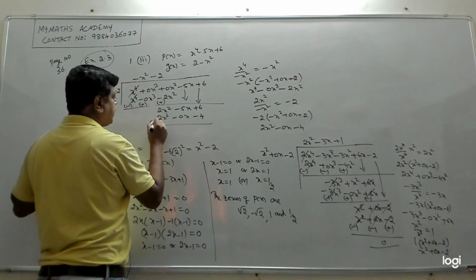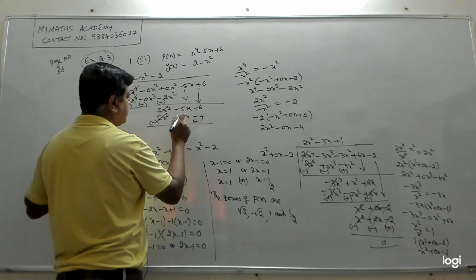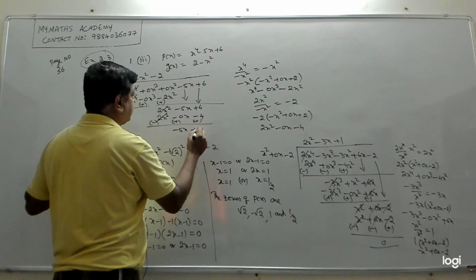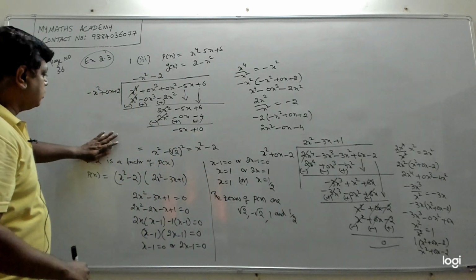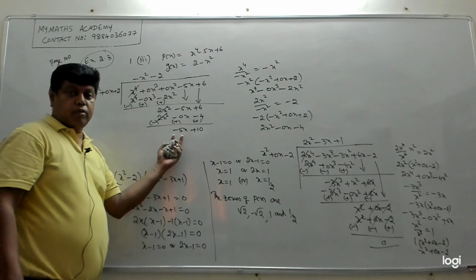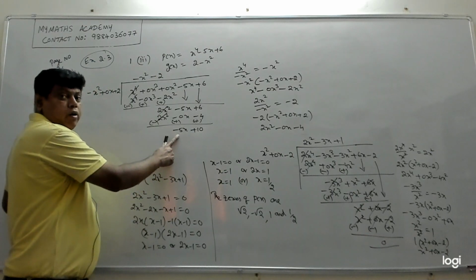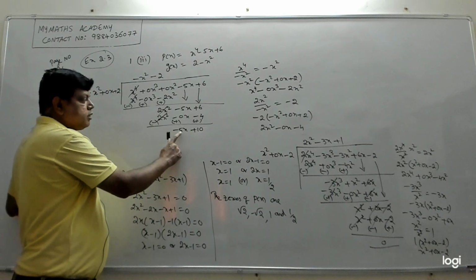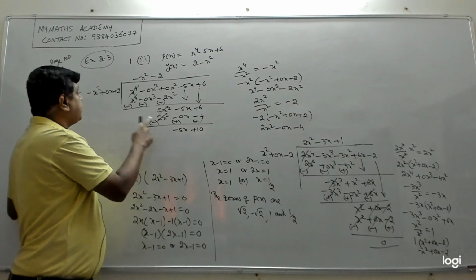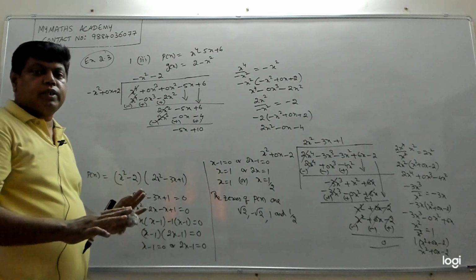Now subtract them. This minus will become plus. 2x square minus 2x square is gone. Minus 5x plus 0x is minus 5x. Plus 6 plus 4 is plus 10. Now what should we do? We should stop the division here, because what is the degree of the remainder? It is minus 5x plus 10, and the highest power of the variable is 1. So 1 is the degree here, while the divisor's degree is 2. So we should stop the division here.